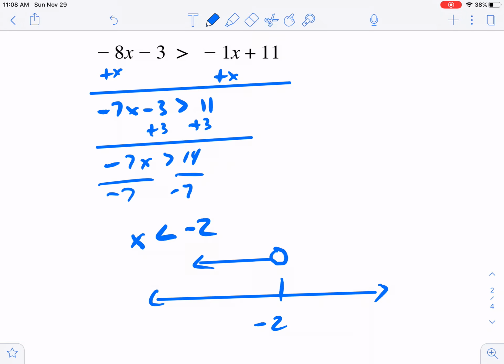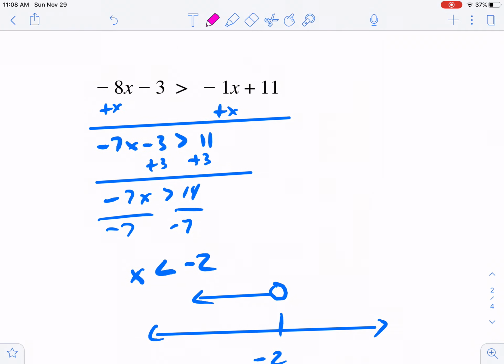Now, what if I'm not sure? What if I want to check my work? Well, I can take a number less than negative 2. Let's say negative 3. Plug it in and see if it works.